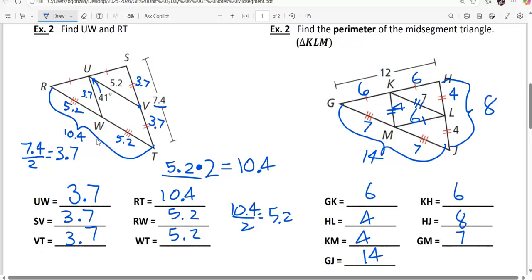So when you're done with that, flip it over. I'll show you a little quick application, in this imaginary world in which we're measuring lakes based on mid-segment triangles.